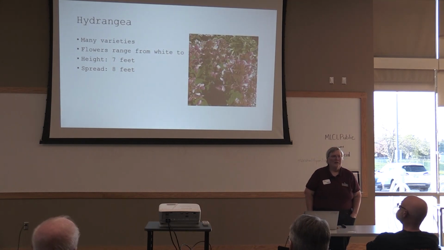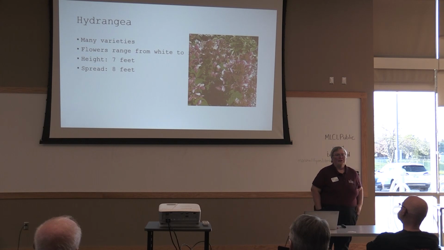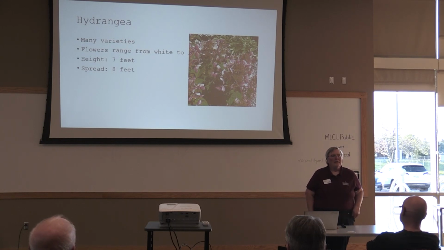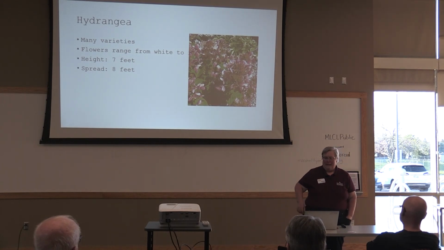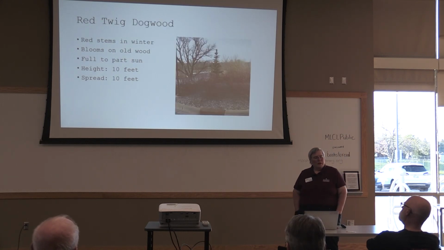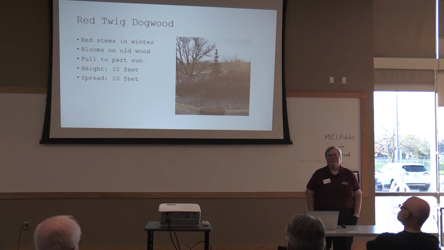Hydrangea, there are a lot more varieties than there ever were before with these. You get white to red flowers, 7 feet tall, 8 feet wide. Your best bet is to go to the nursery and see what they have for varieties there and any special requirements for growing them. Red twig dogwood or red osier dogwood, these are fun shrubs.